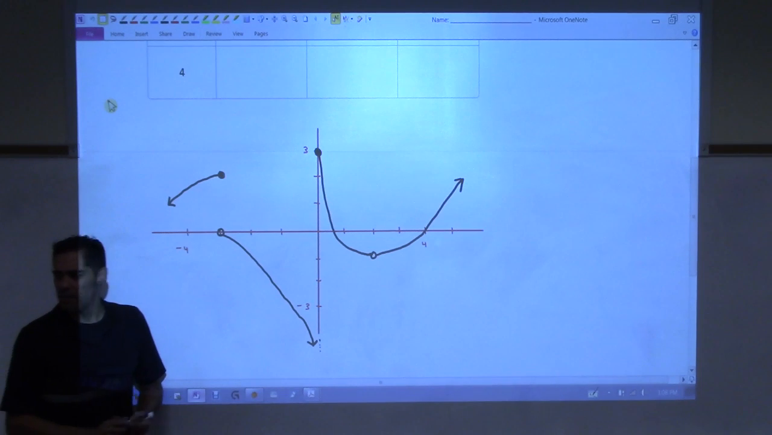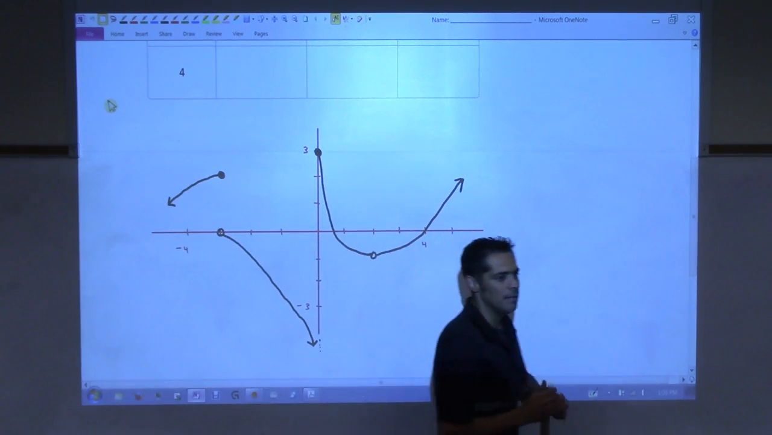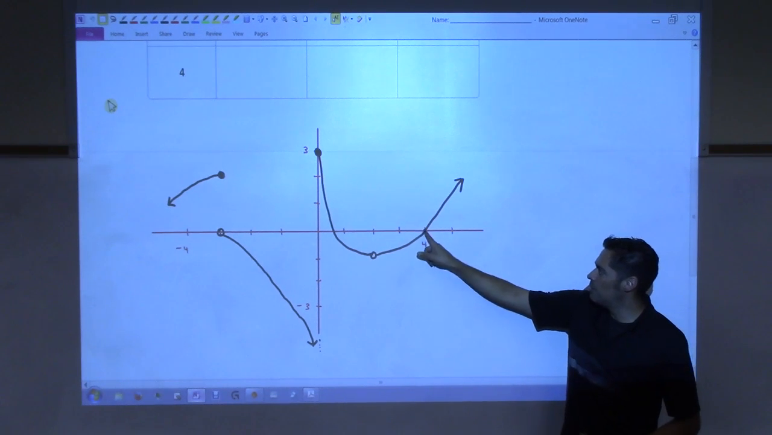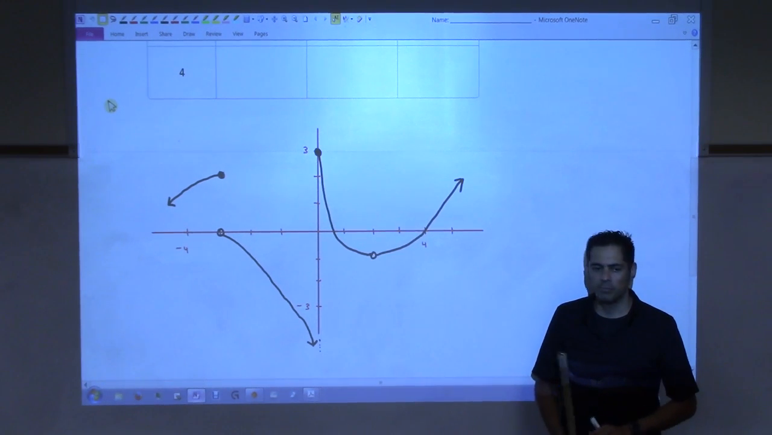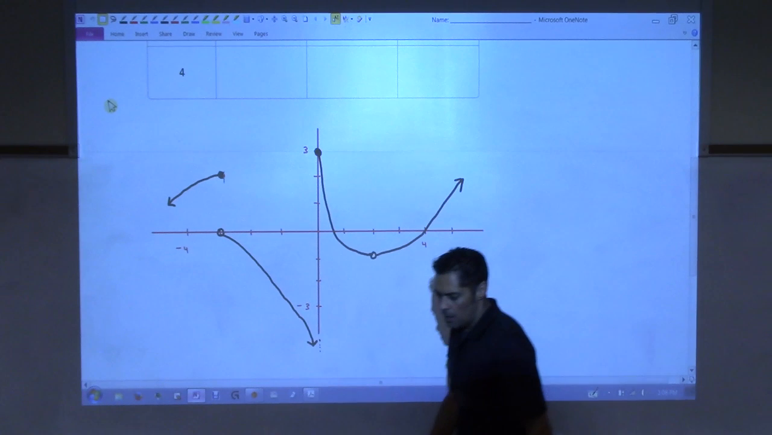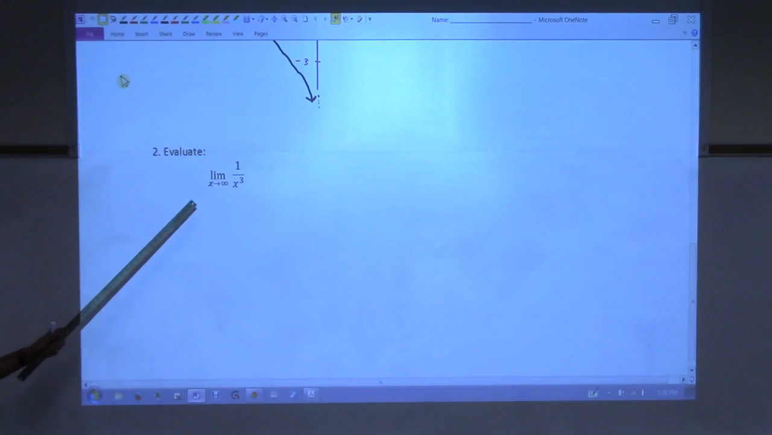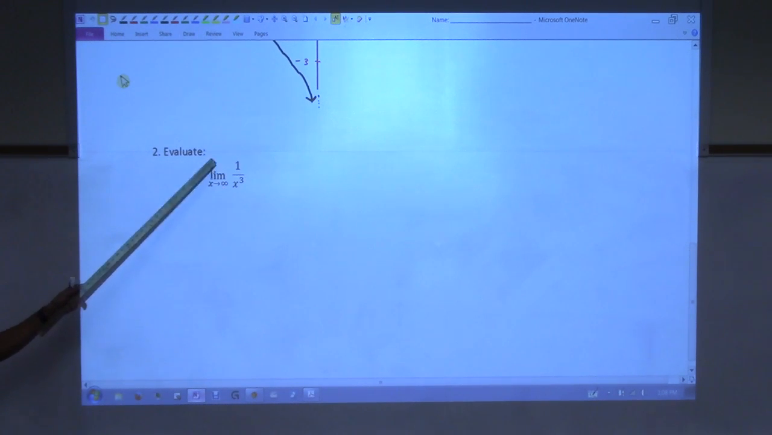Yes, yes, yes. Now I didn't put the dot, but it's implied. If I don't put a hole there, then it's implied that it's a dot. So yes, yes, yes at 4. Understand? All right, now the last part, limit as x goes to what? Infinity of 1 over x cubed.